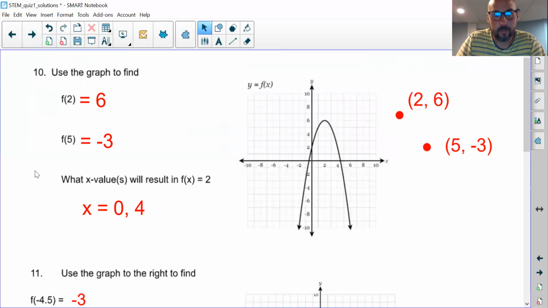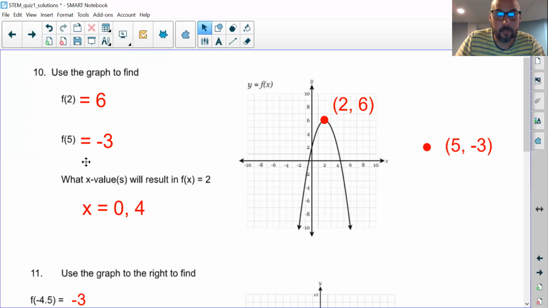And last page. Can you look at a graph and analyze it? Well, here's the function. It's a parabola. We don't know explicitly what the function is, but I can use the graph to answer some questions. For instance, f of 2. So in other words, what is the consequence when x is 2? Well, when x is 2, the result is 6. This is the ordered pair 2, 6, domain, range. 2 is the domain, 6 is the range.